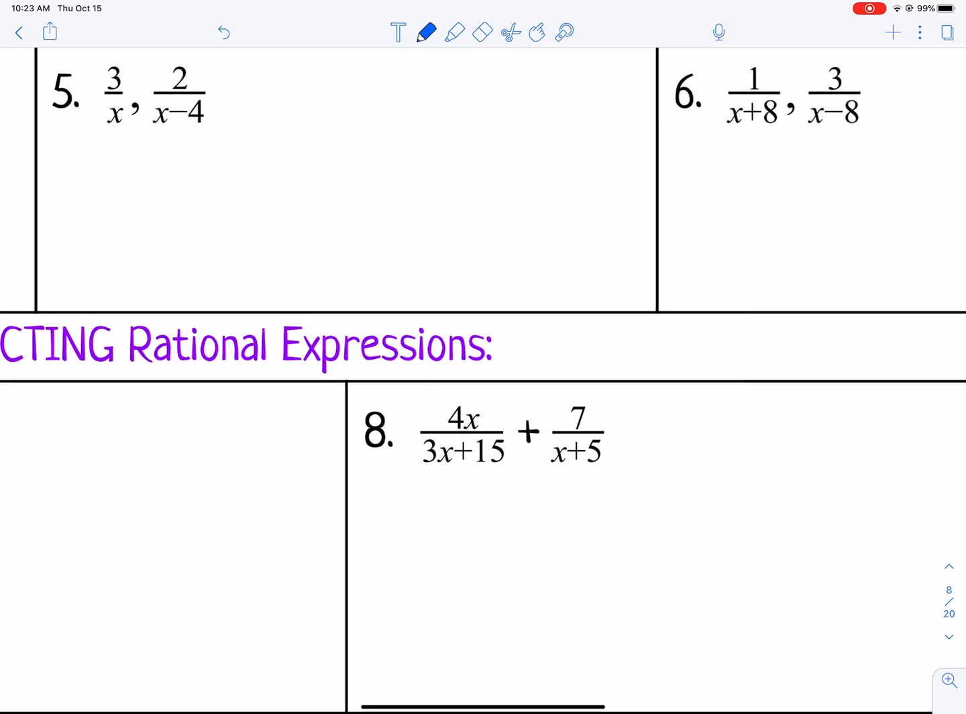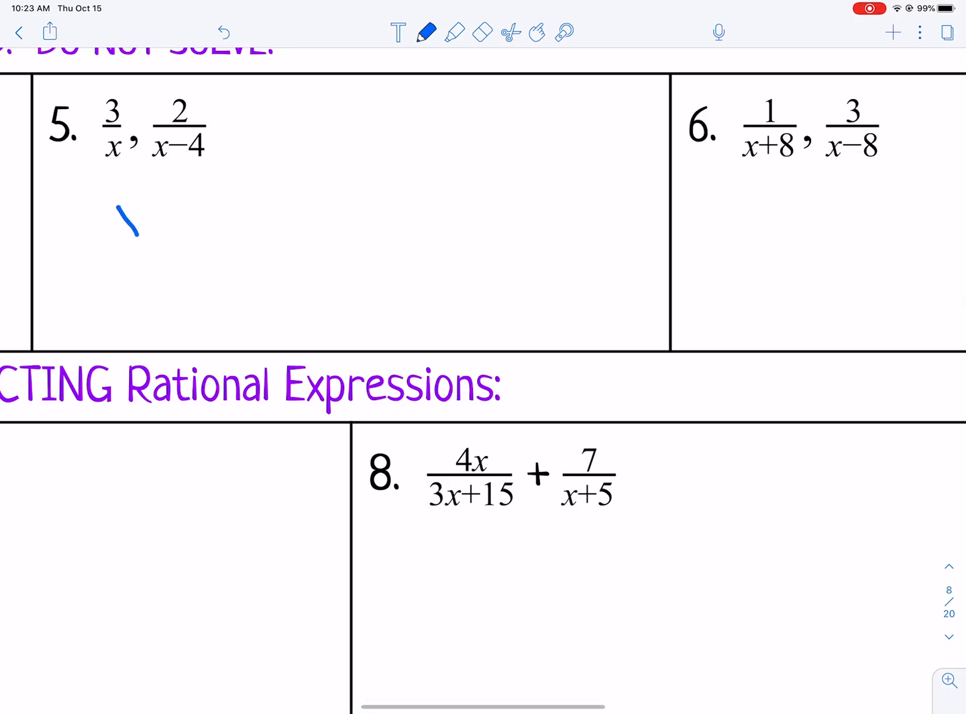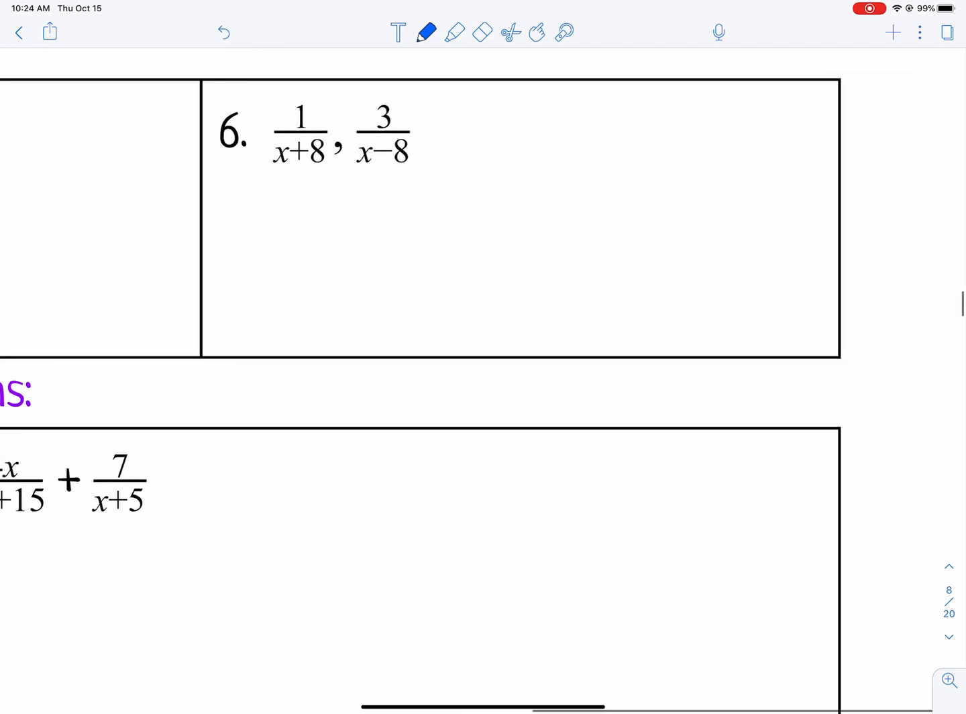For number 5, we have 3 over x and 2 over x minus 4, so the least common denominator would be x and x minus 4, because there's nothing you could multiply x by and get x minus 4, and there's nothing you could multiply x minus 4 by and get just x. So we just need one of each for our least common denominator.